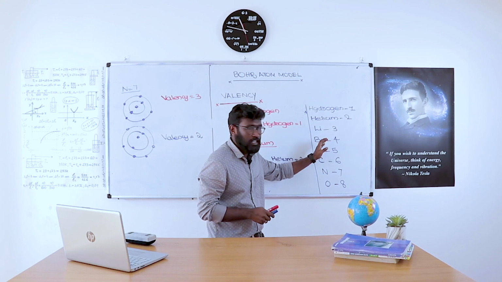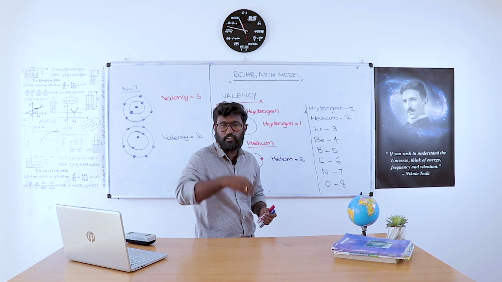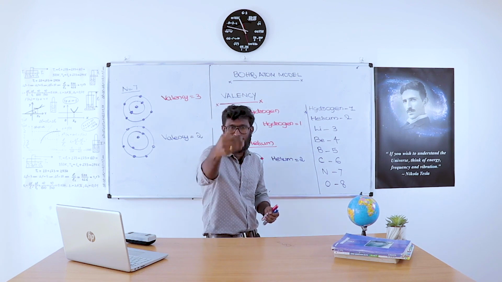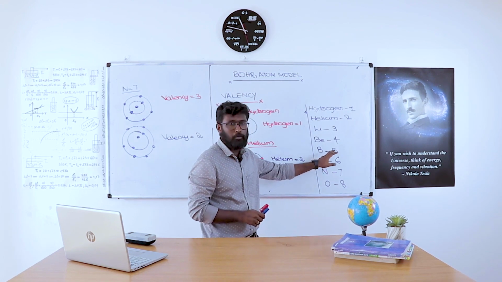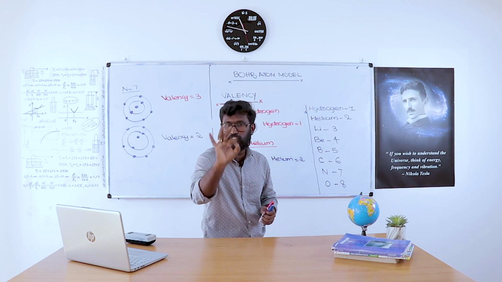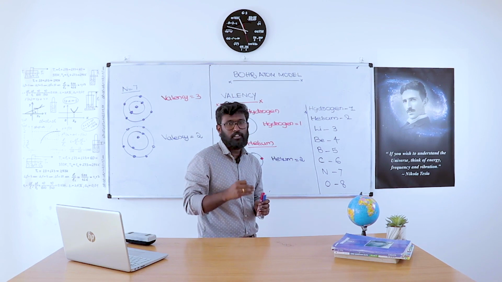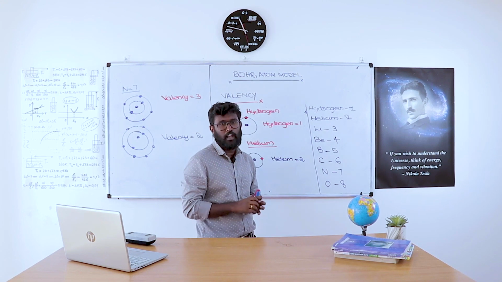In the case of beryllium, it is 2 plus 2. First orbit 2, next orbit 2. It is easy to drop those 2 electrons rather than accepting 6 electrons. In the case of boron, there will be 5 electrons, that means 2 plus 3. So the valency is 3, because it is easy to drop those 3 electrons rather than accepting 5 electrons.